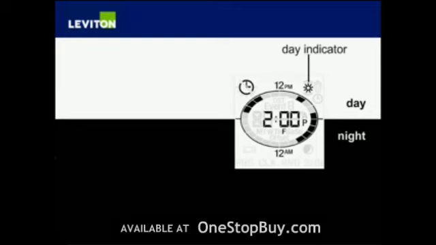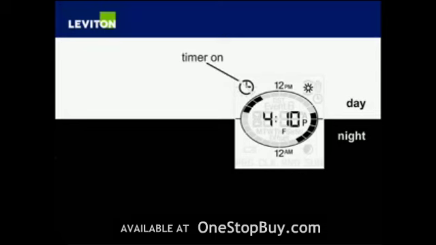The sun icon is the day indicator, which will be lit from 6 a.m. to 6 p.m. The solid black segments represent events that have been scheduled for the day. An event starts when the timer turns the lights on and ends when it turns the lights off.